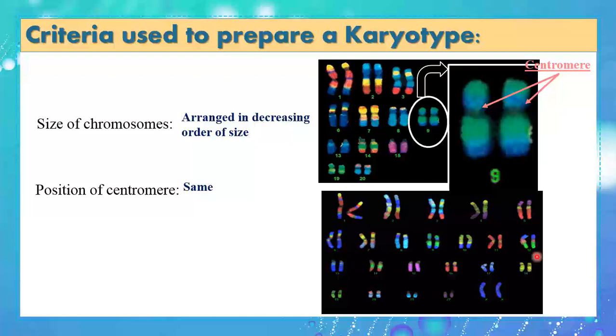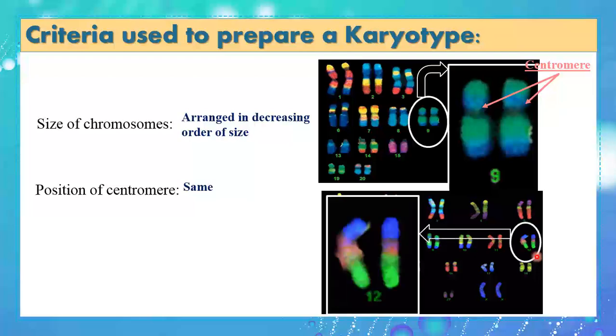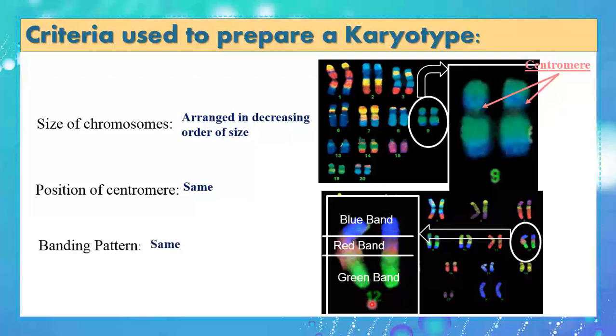For our third criterion for preparing a karyotype, let's observe chromosome number 12. As you can see here, chromosome number 12 is colored with bands, where you have the blue band, the red band, and the green band. And those two chromosomes have the same banding pattern. So thirdly, chromosomes are arranged according to the banding pattern, where those two chromosomes at the same number have the same banding pattern.